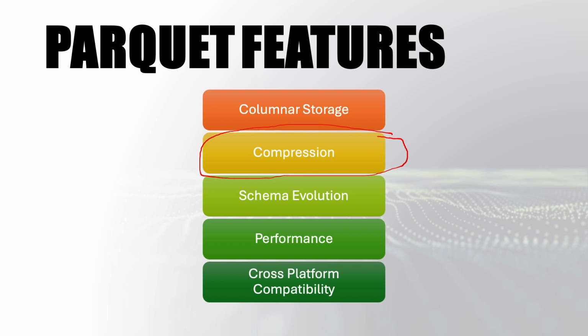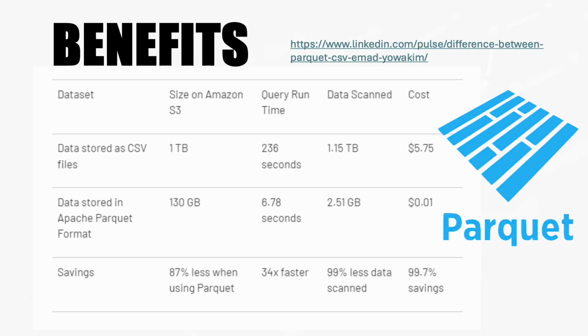Performance. The columnar storage and compression characteristics of Parquet make it well suited for analytical processing. It allows for more efficient data access and improved query performance. And cross-platform compatibility. This we already know, that it is designed to be language agnostic and supports multiple programming languages, thereby it is cross-platform compatible. So, what are the benefits of this Parquet format?